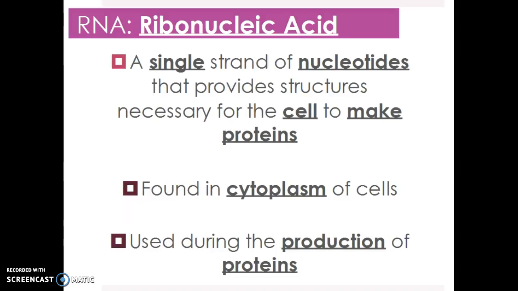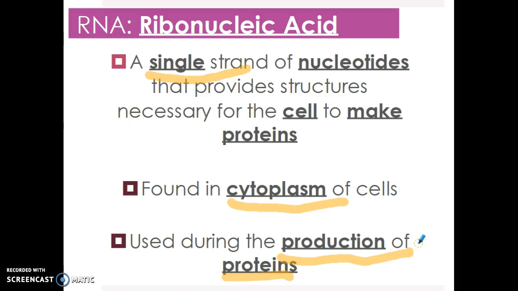So that's DNA. RNA stands for ribonucleic acid. So the R is ribo, N is nucleic, A is acid. This differs from DNA because RNA is actually a single strand of nucleotides. So it's about half the size of one strand of DNA. And we need RNA because RNA is going to help us make proteins. RNA is found in the cytoplasm of the cells, and its sole job is to be the physical mechanism by which we produce proteins in our cells.